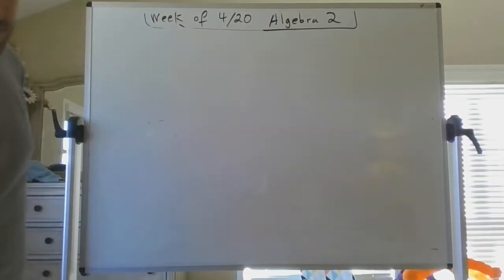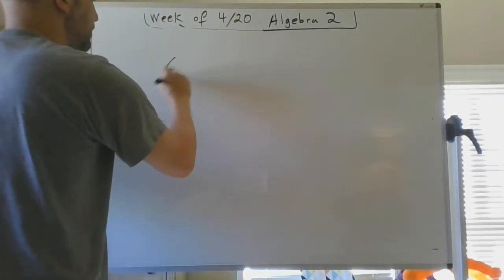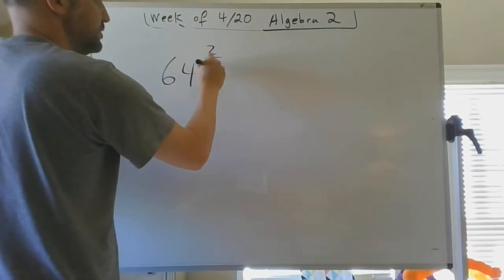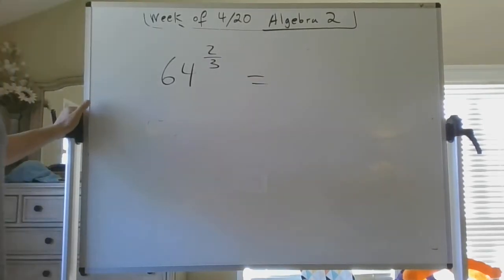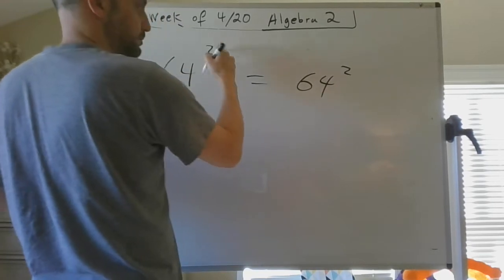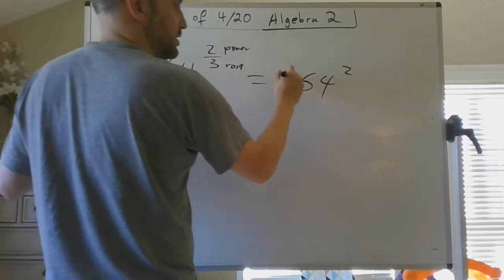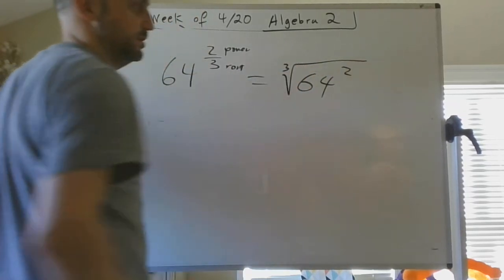Okay. Let's do one like this. 64 to the power of 2/3. Think about that for a second. That means 64 to the power of 2 and to the cube root, or to the third root.